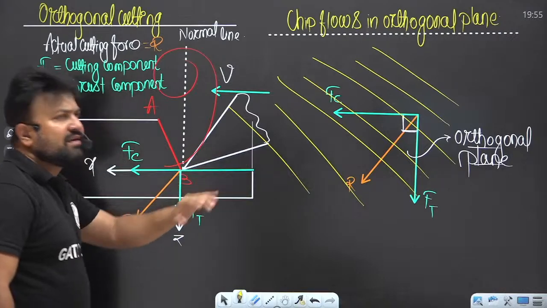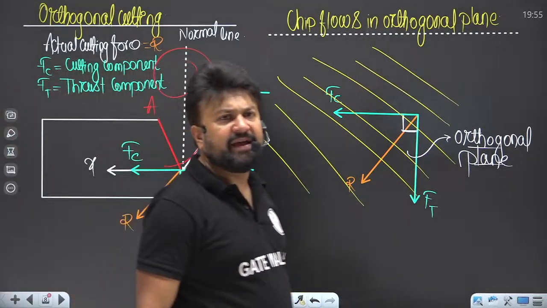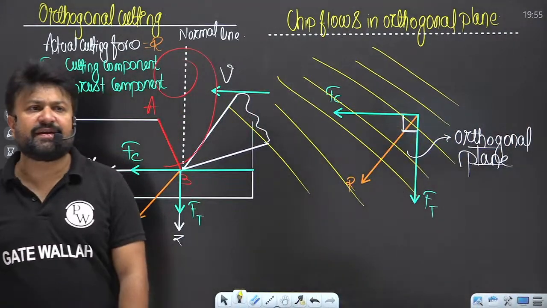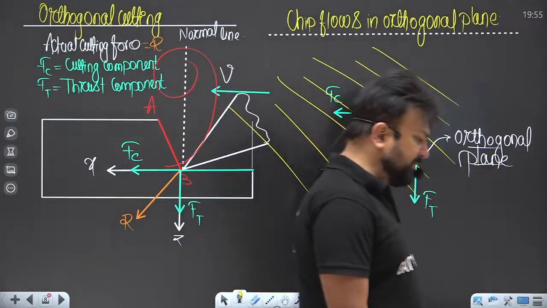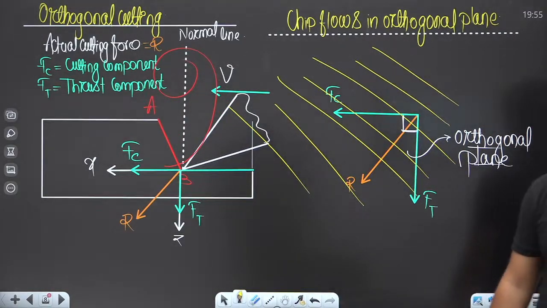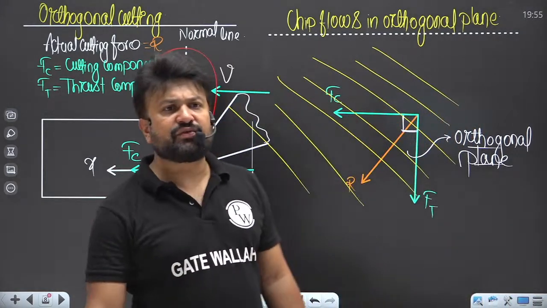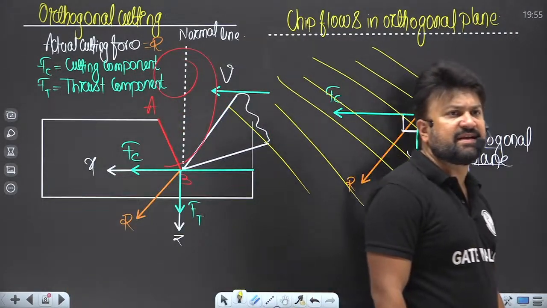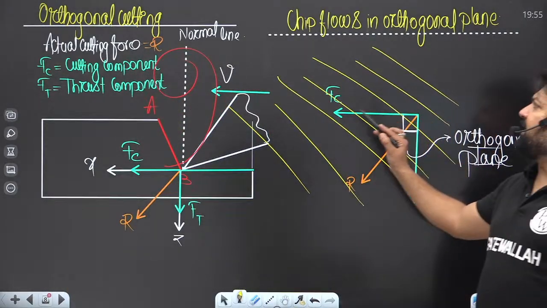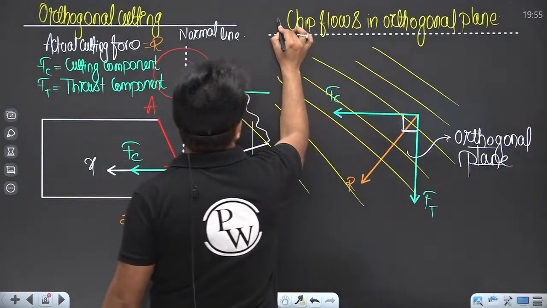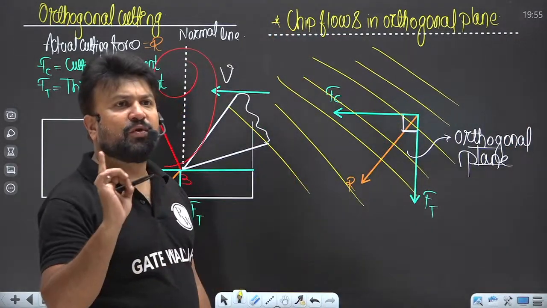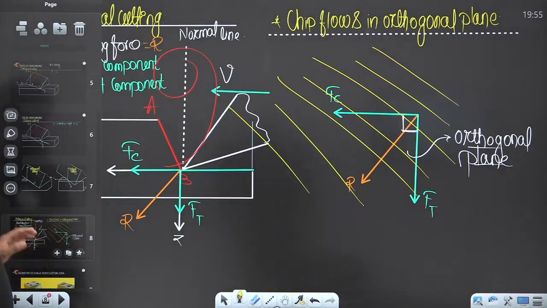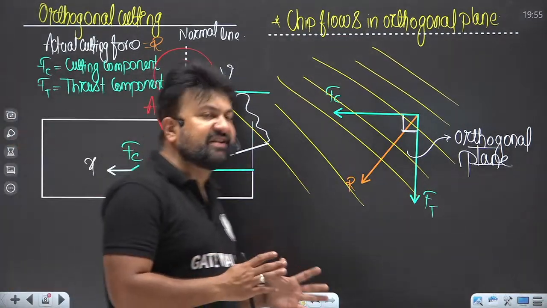Is that clear, my dear student? Is it clear to everybody? So, in orthogonal cutting, this is the important condition for orthogonal machining: the chip flows in the orthogonal plane. So this is very important. These are the very important points which we have discussed today.